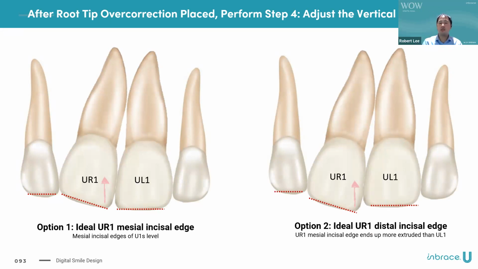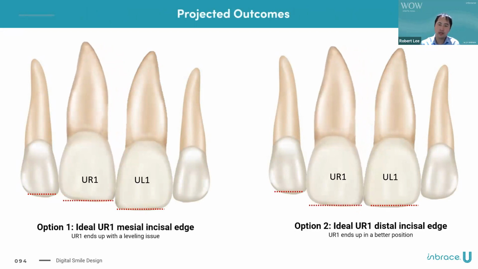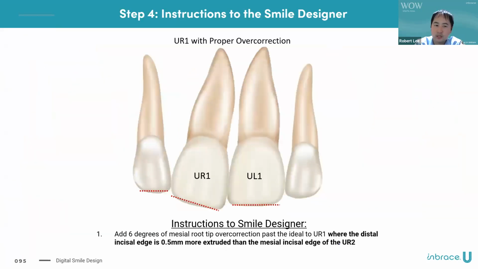So if you played that out and you let the relative intrusion side play out, you can see that option 2 is the better one, where you started with the upper 1-2 discrepancy in the proper place. And so that's why we would also add this second part of the statement. You add 6 degrees of mesial root tip overcorrection past the ideal to upper right 1, where the distal incisal edge is 0.5 millimeter more extruded than the mesial incisal edge of the upper right 2. So essentially, you're just placing, again, the upper right 1 distal incisal edge in its ideal location relative to the 2, what you consider the ideal location.